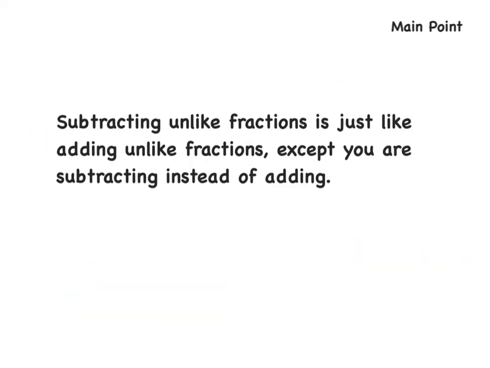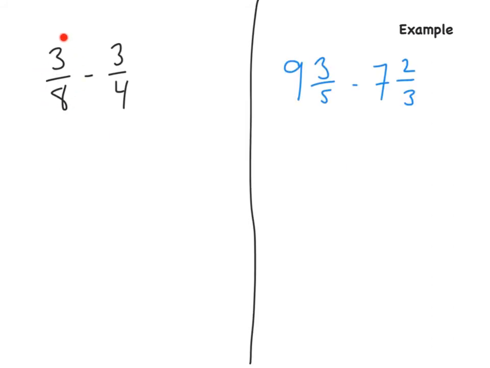Now we're going to move into subtraction. This is the main point. Subtracting unlike fractions is exactly like adding unlike fractions, except you're just going to subtract instead of add. So we have 3/8 minus 3/4. Remember, the same exact thing.